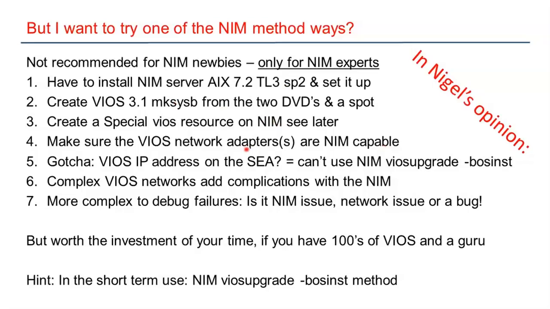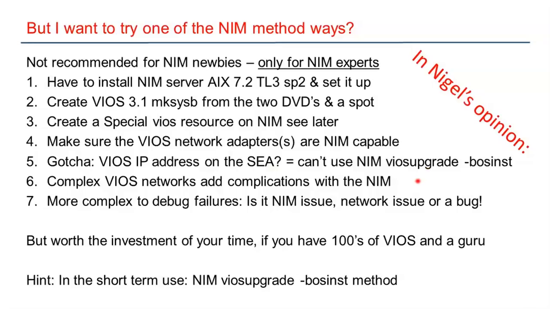Got to make sure that your network adapters are NIM capable. On Power 7, I think, maybe on Power 8 as well, there were some network adapters that are not NIM capable. So you have to make sure you can avoid those. You've got to remove any IP addresses you have on the SEA. Unfortunately, we do that out of laziness, but I think we'll move away from that because it actually catches you out here with your VIOS upgrade. And if you have, then this particular combination won't work.